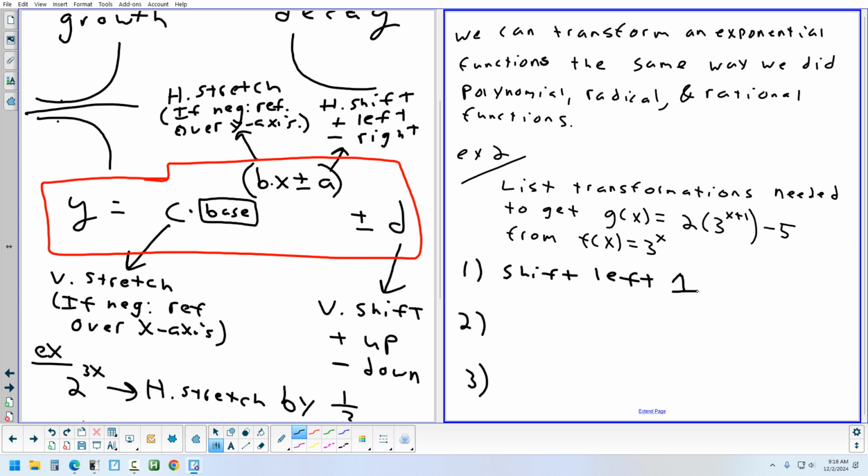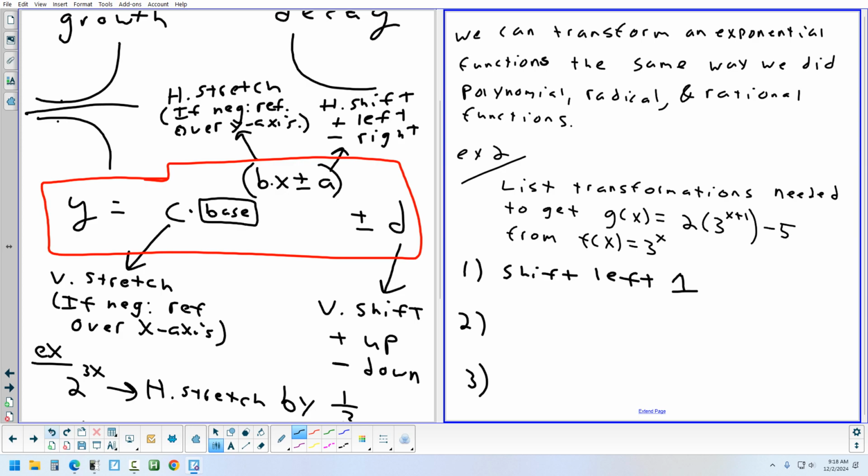Do we have a number in the B spot? You think, Dylan? No, I don't think so. No. I mean, we do. We have a 1 there. Yeah. But the 1, that doesn't do anything. It has to be something besides a 1. So, nope, we don't have to worry about B. So we're going to skip B and we're going to go to C.